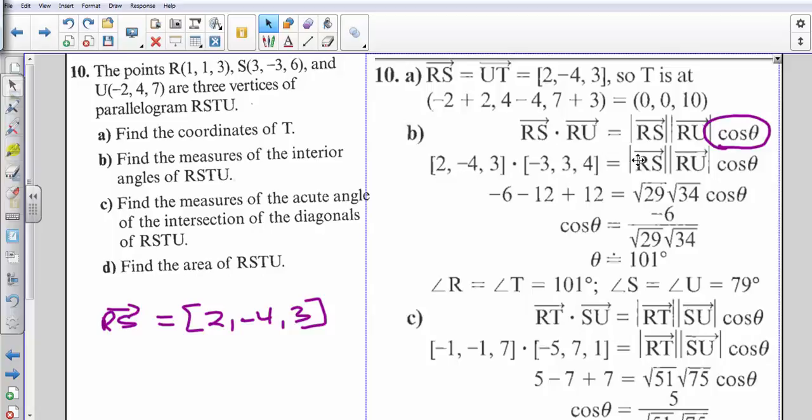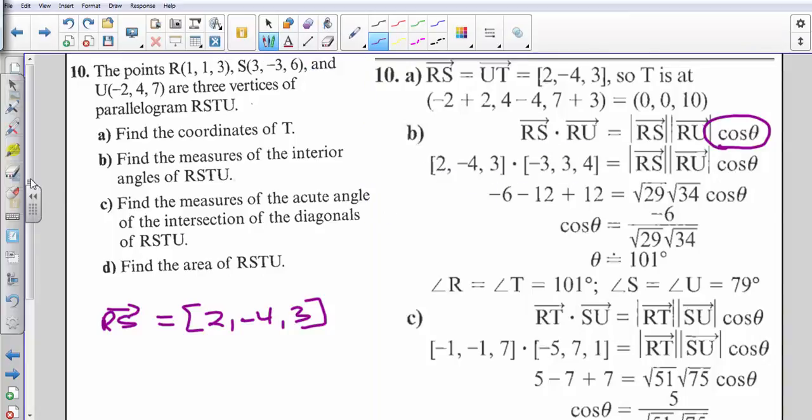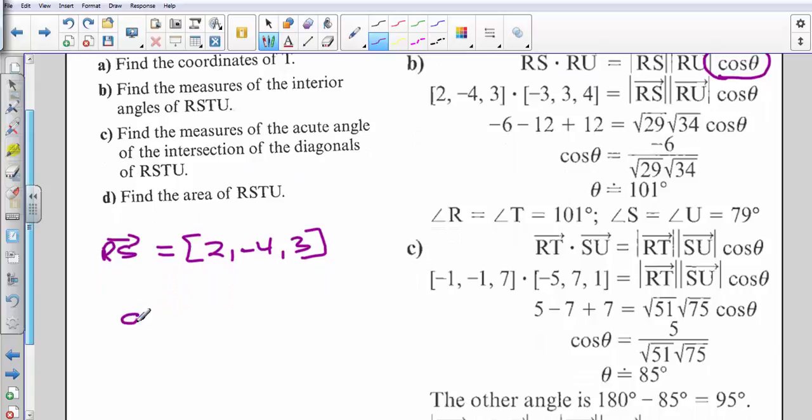We can do the dot product then. And remember, there are two formulas for dot product. There's the one that has the angle included, and then there's the one that uses the Cartesian components of the vectors. So 2 times negative 3 is negative 6, plus negative 4 times 3 is negative 12, plus 3 times 4 is 12. And so essentially this is making use of the second version of the formula, the one where A1 times B1 plus A2 times B2 plus A3 times B3 is the dot product.